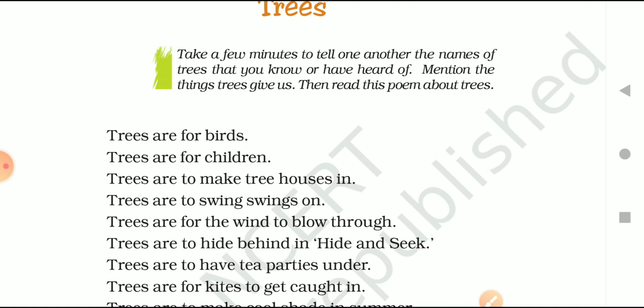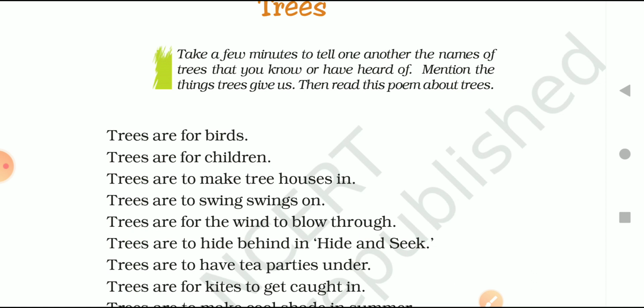Right? It is for various reasons. For children it is there for making tree houses. For adults it is to provide food, to sit under it. And there are very different kinds of uses of trees. So here basically the poetess is telling you what the various reasons are that trees are there for, which we basically don't notice, right?